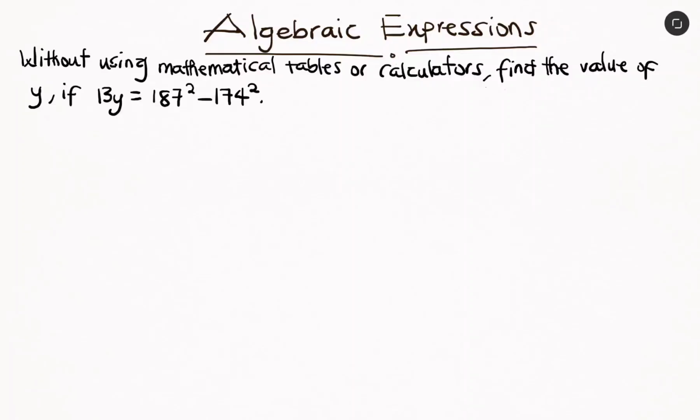In today's video, I want to look at some theory questions and answers on algebraic expressions. Now for this particular question, we have, without using mathematical tables or calculators, we have to find the value of y if 13y is equal to 187 squared minus 174 squared. So that is the question that we have. So let's go ahead and look at how we solve this problem.